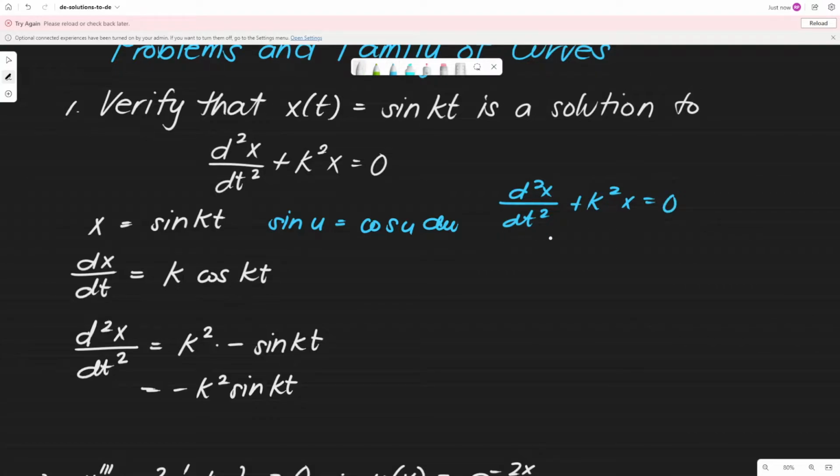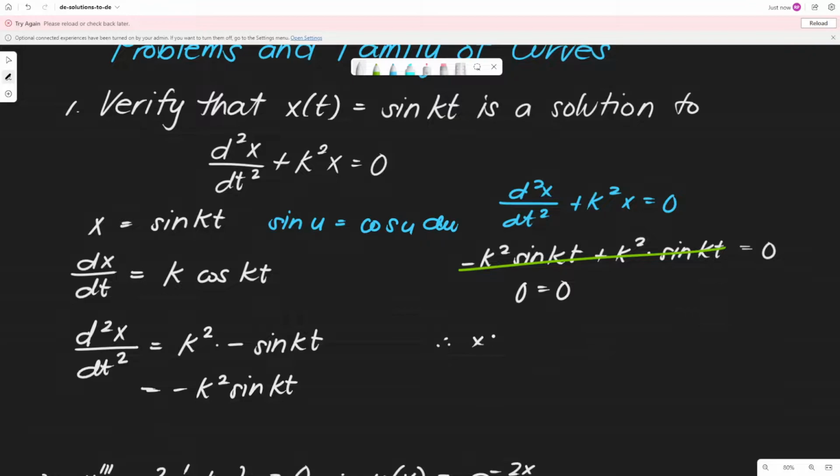So let's try to find it. Substitute our second derivative, which is equivalent to negative k squared sine kt. Then we have plus k squared times the value of x, which is our first function, sine kt, is equal to 0. Obviously, since they have the same value and differ only in sign, this will cancel out and leave us with 0 is equal to 0. Hence, x of t is a solution. That is our answer.